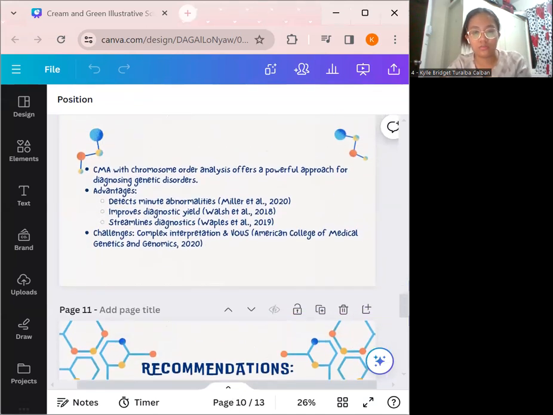So in conclusion, analyzing CNVs identified by CMA, particularly by considering chromosome orders, offers a potent tool for diagnosing genetic disorders, as it provides a comprehensive view of the genome and facilitates targeted investigations. Interpreting results requires expertise, and uncertainties remain with VOUS. Despite these challenges, ongoing research and technological advances hold promise for refining diagnosis and understanding the intricate relationship between CNVs and genetic disorders.